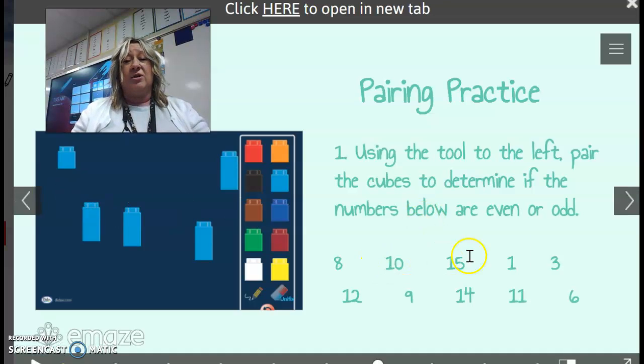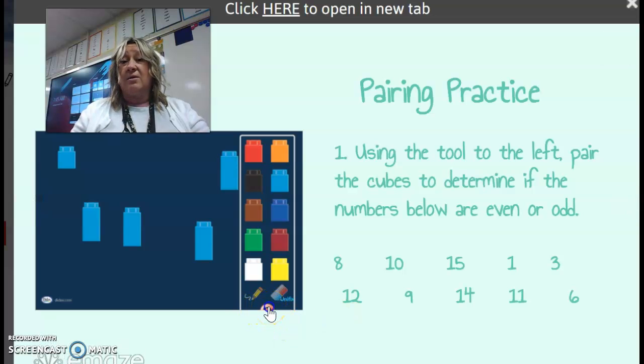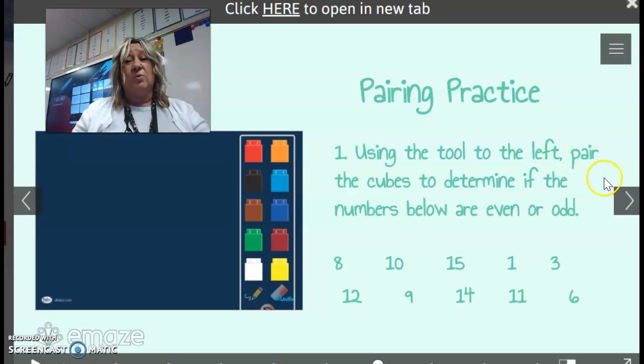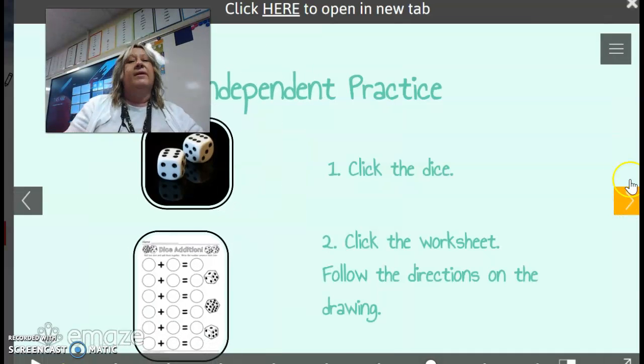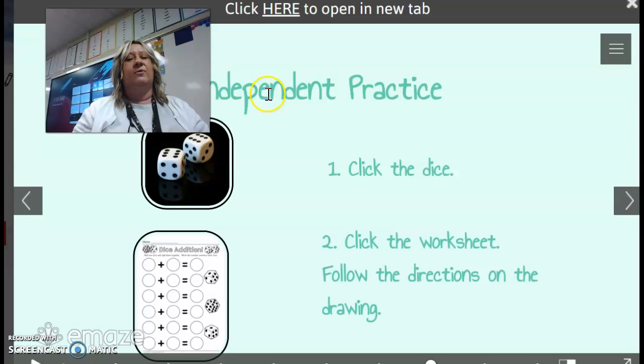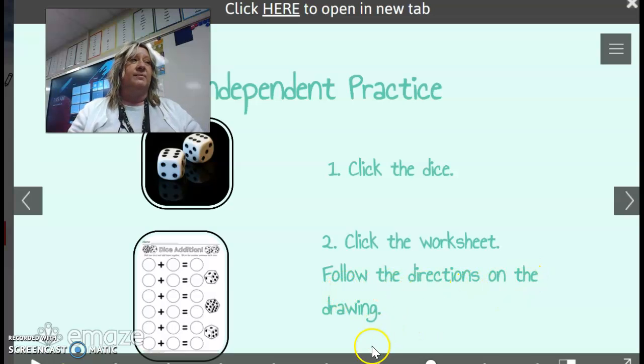Okay? So I want you to do that with all those numbers, and I want you to determine or evaluate which one is even and which one is odd. Okay? Let's keep moving on. Here is something you could do for practice, and it says, number 1, click the dice, and number 2, click the worksheet and follow the directions on the drawing.